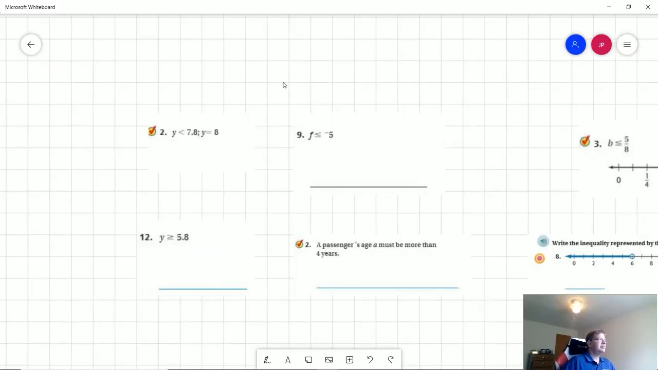On Monday we were talking about different things with solving equations, and I mentioned that we would have a follow-up video working with inequalities. So let's go ahead and take a look at some of this stuff.